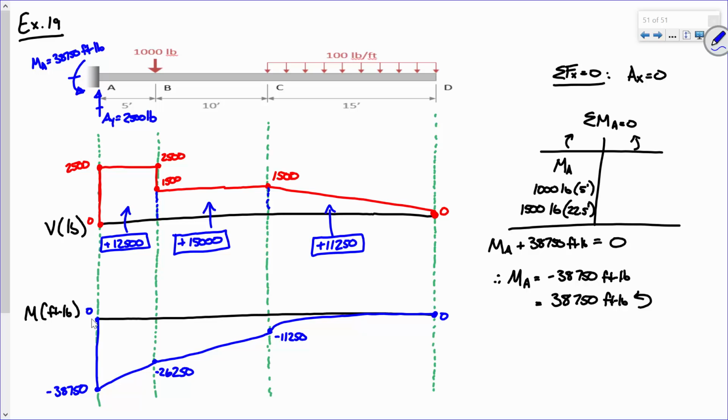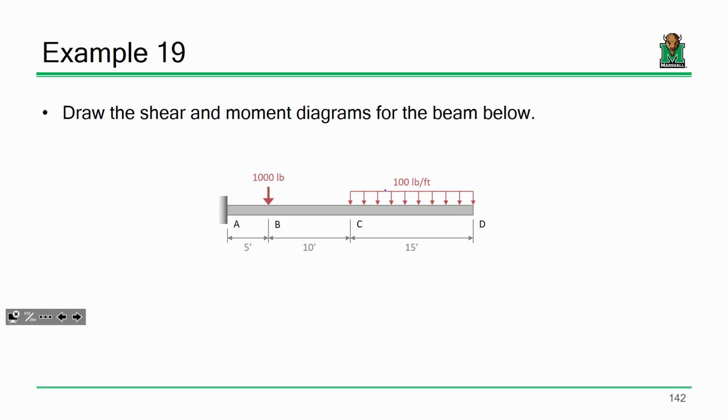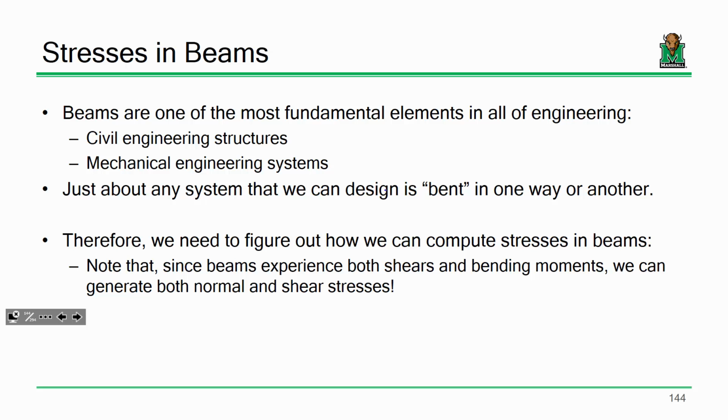I really, at least very briefly for the next couple minutes, just want to introduce what's coming next. What's coming next is the idea of stresses in beams. We're going to look at a multitude of different types of stresses and different types of beams. We're going to look at normal stresses, shear stresses, composite beams, non-symmetric beams. We're going to do a lot with beams. They are one of the most fundamental elements in engineering.